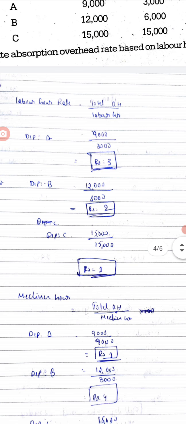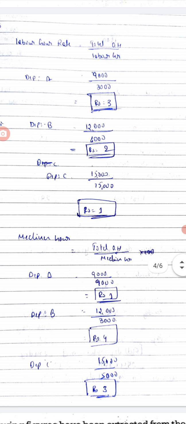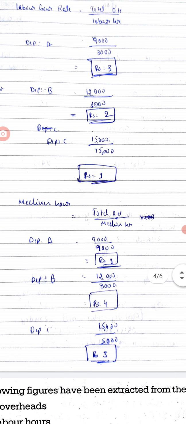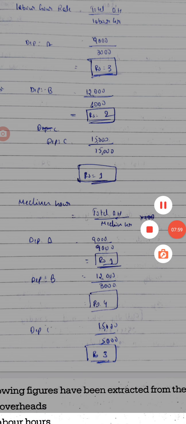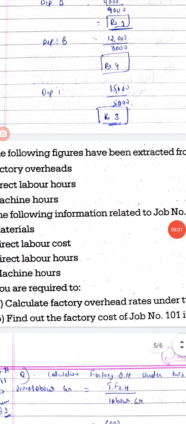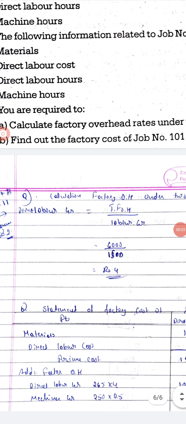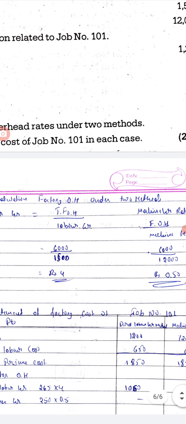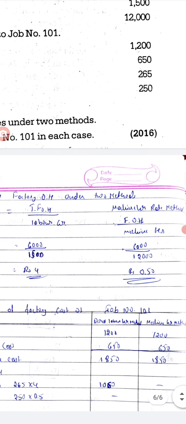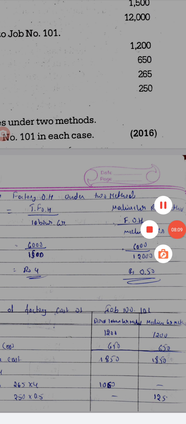So one problem we have solved first on machine hour and labor hours, and then one more problem we have solved on absorption rate based on percentage. So here, in the second problem, we have done the total factory cost. So like this we are solving problems on absorption cost.